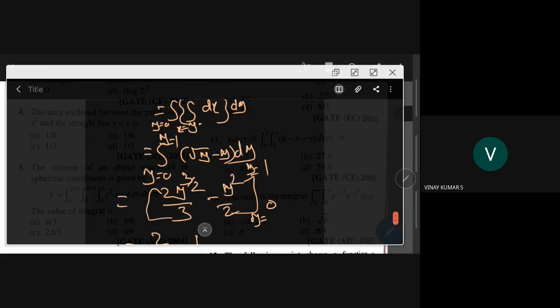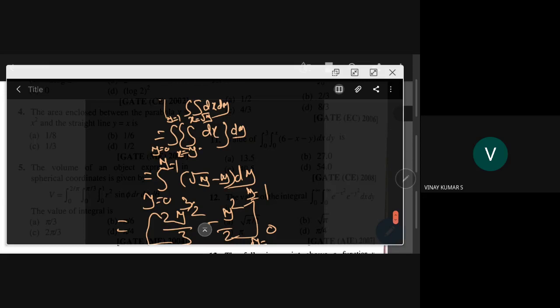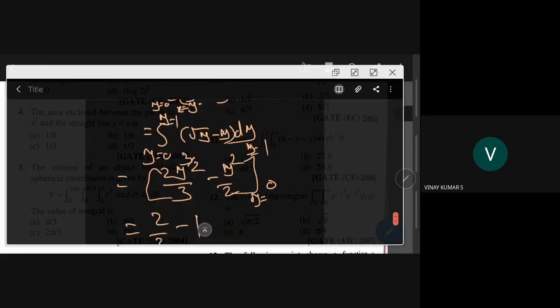Okay, y varies from 0 to 1. Yeah, right. Y varies from 0 to 1. So that is y power 3 by 2, 2 by 3, minus y square by 2.